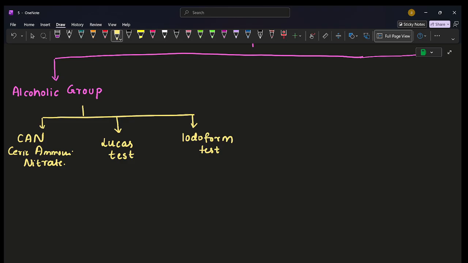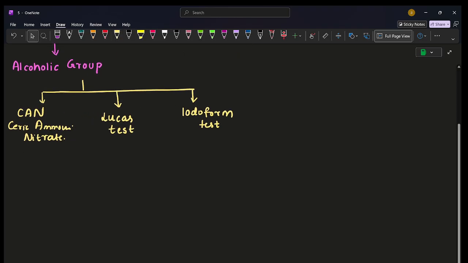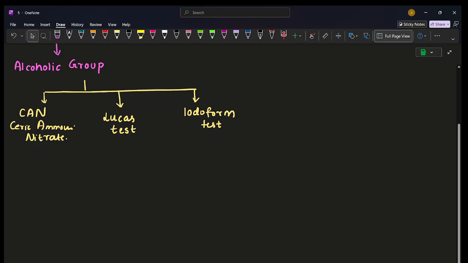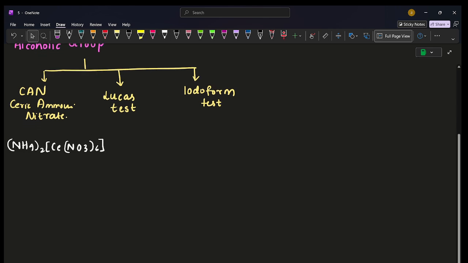Important, they're gonna ask you how the complex looks. Okay, I'll come back to it, but let me just tell you the most basic thing, which is that alcoholic compounds on reaction with ceric ammonium nitrate give a red color due to the formation of a complex. So you need to remember what ceric ammonium nitrate is. It's basically ammonium, cerium and NO3 six times. Remember the complex they're gonna ask you. Just see how it looks: (NH4)2 is twice, Ce and NO3 is six times. Just have to know that.